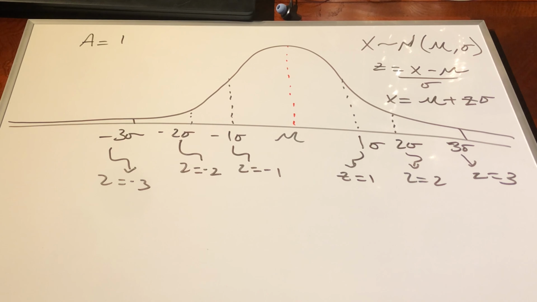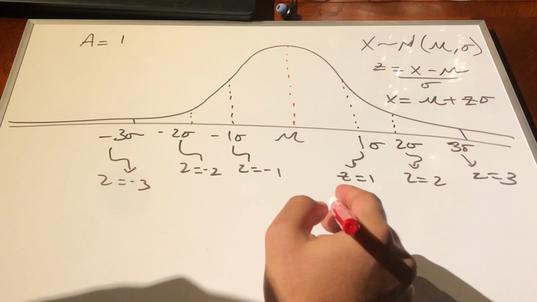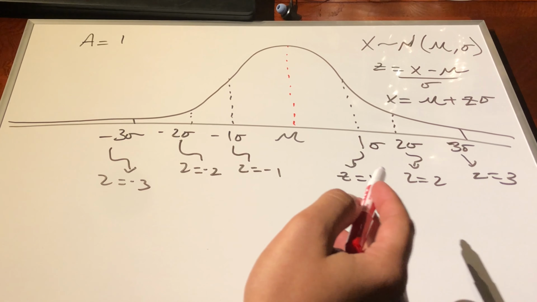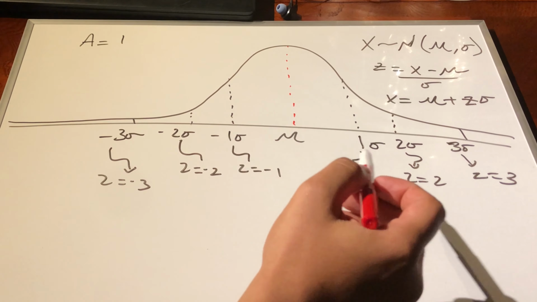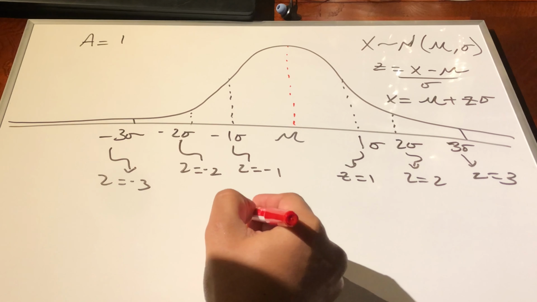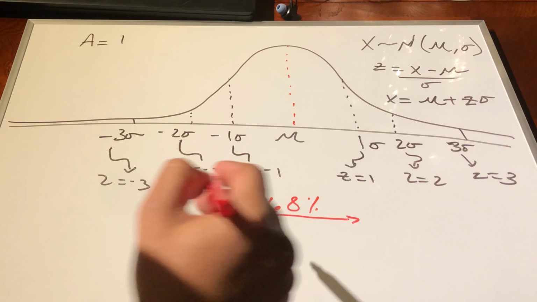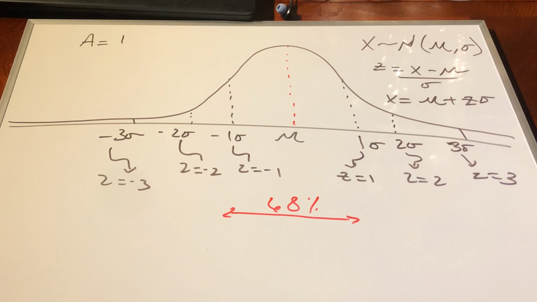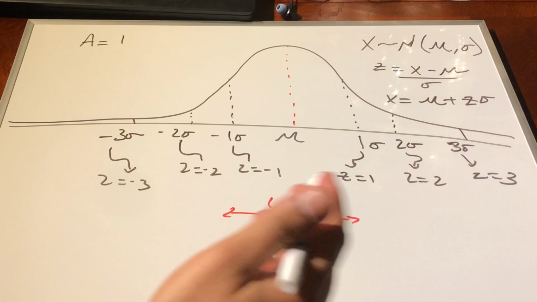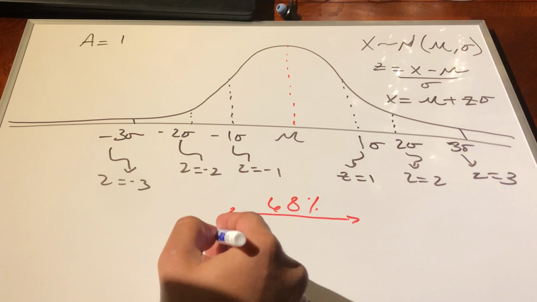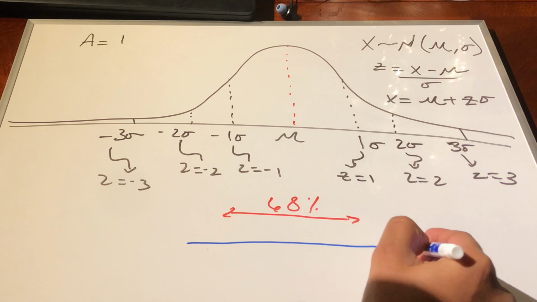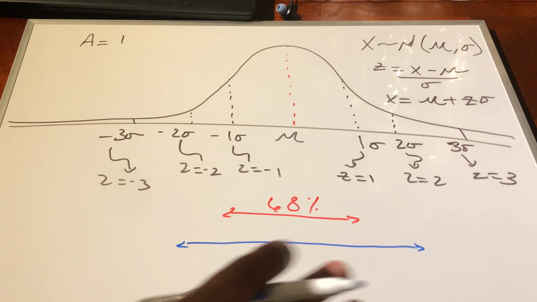When it comes to the empirical rule, the empirical rule states that 68% of the area exists within 1 standard deviation of the mean. So between -1 and 1, you have 68% of the area of the bell curve. And then 95% of your bell curve lies within 2 standard deviations of your mean. So you're going to get 95 here.